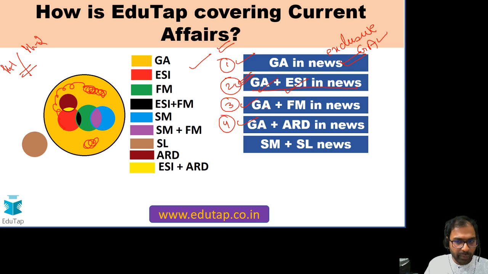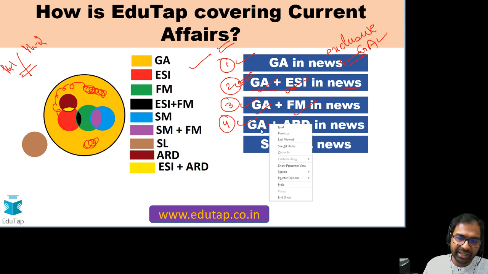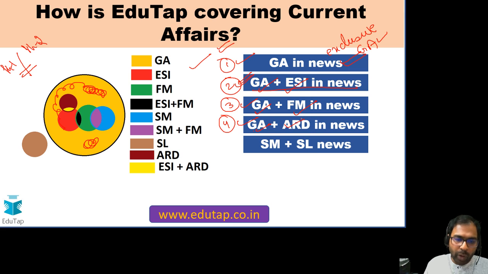Third section, can questions be asked in GA? Yes. Can questions be asked in finance and management? Yes. Fourth section, GA? Yes. ARD? Yes. So once you are reading the current affairs for your phase 1, you have to read this as well as this, all 4 sections.